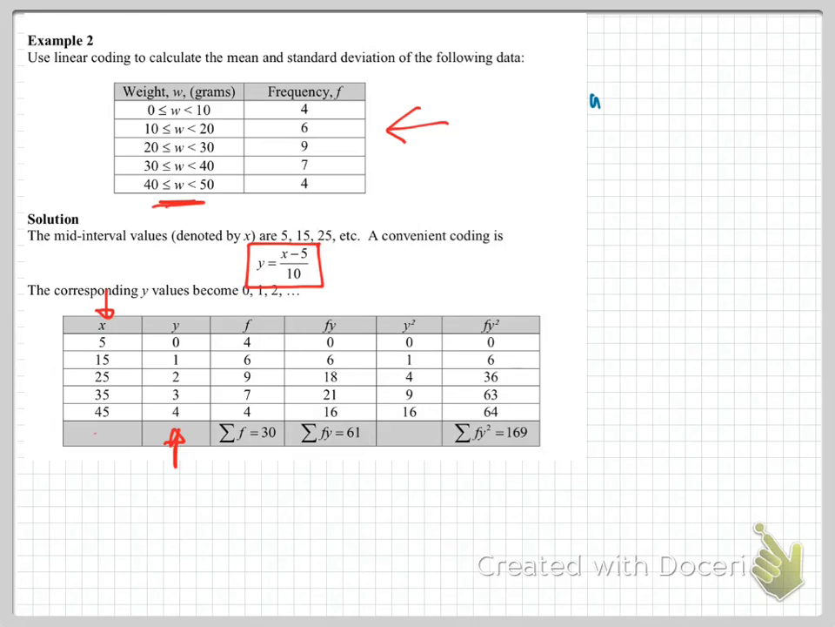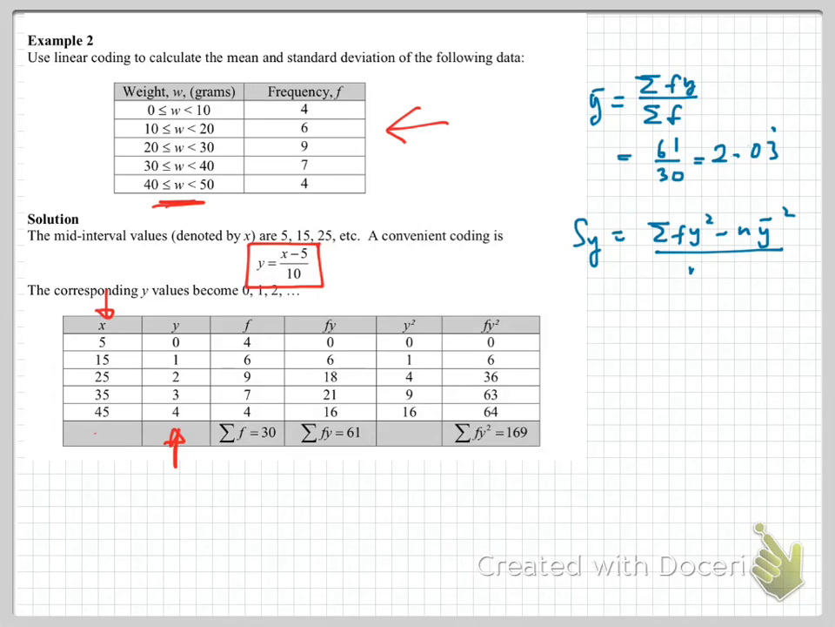Once we've got that, we can then simply work out the mean. That would be 61 over 30, and the standard deviation, which is the square root of Syy divided by n minus 1, and that gives us, you might want to check this, 1.245. However, that is the mean and standard deviation for our data sample y. We want the mean and standard deviation for data sample x, so we'll therefore have to decode our results.